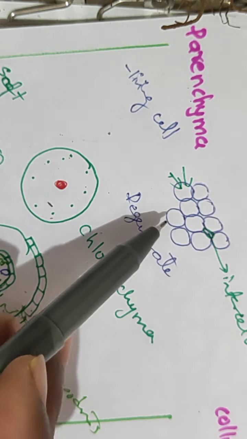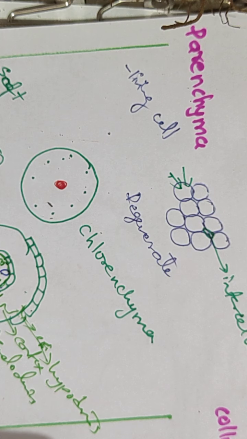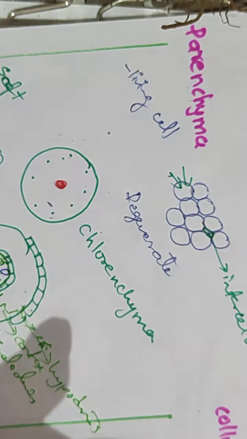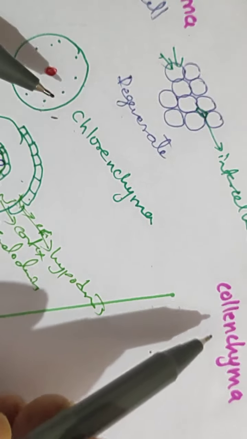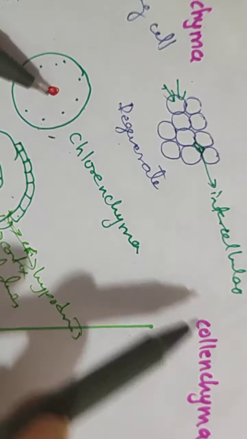Next, followed by parenchyma is the collenchyma. Here, the cells have a very thick cell wall. We'll be studying this in the next topic.